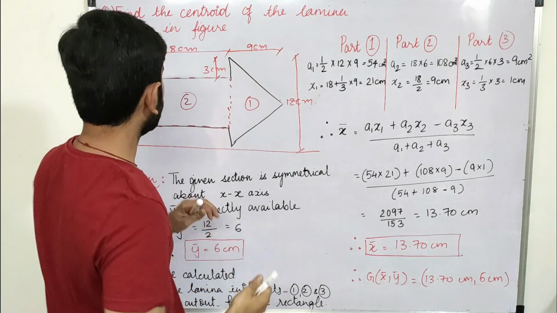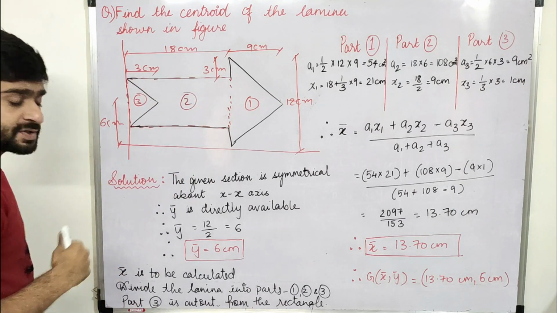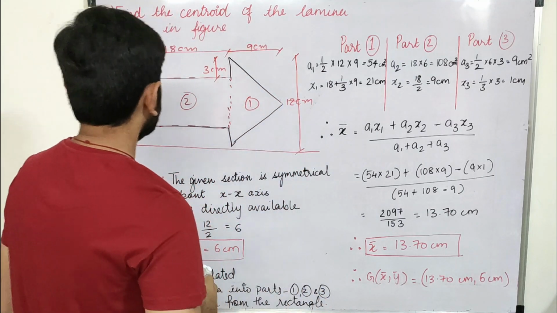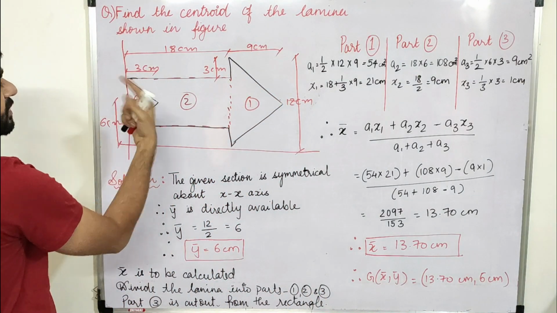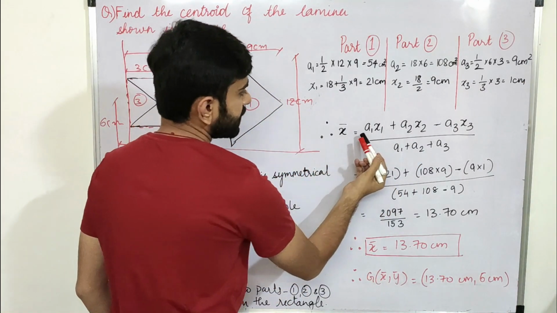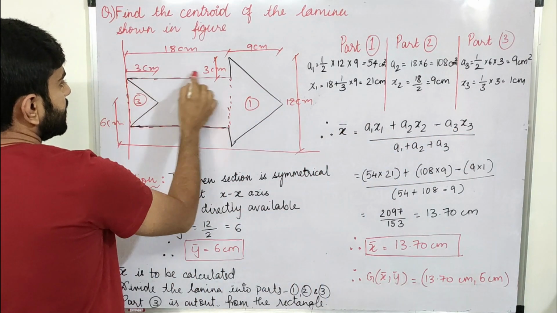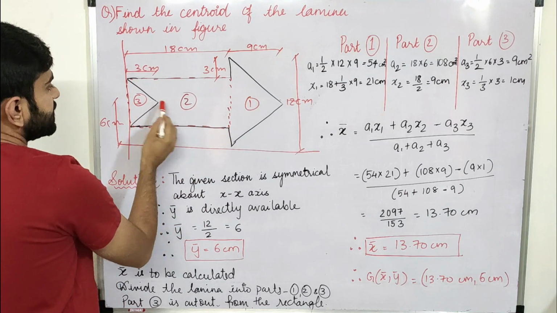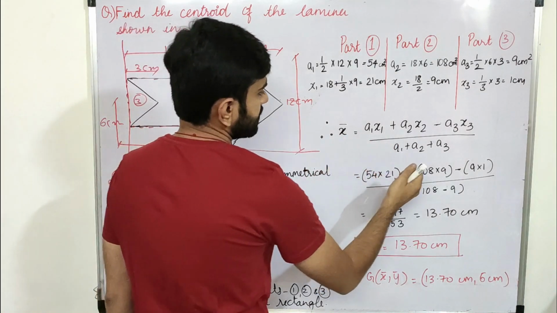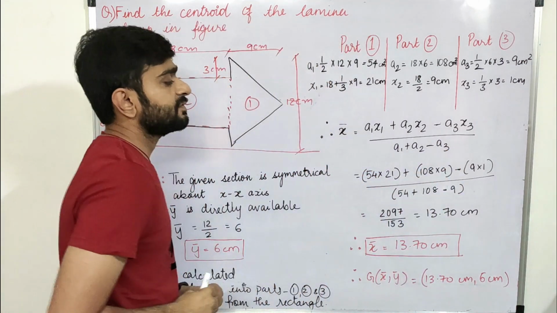So what we'll do is subtract this triangle from the entire rectangle, which means that, as we did previously in the formula for the calculation of centroid, we'll subtract the centroid for the third portion from that of the second portion. X bar is equal to a1x1 plus a2x2 minus a3x3, upon a1 plus a2 minus a3. So this is the difference. The formula itself is different.